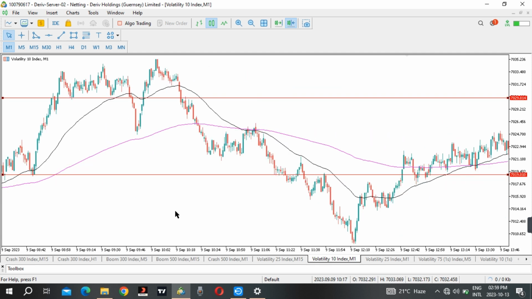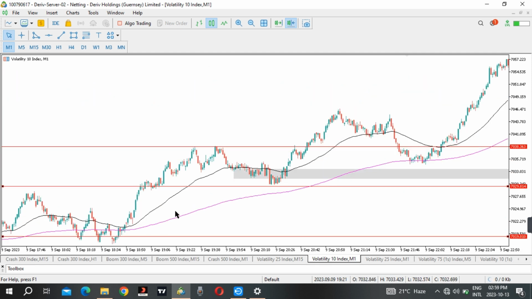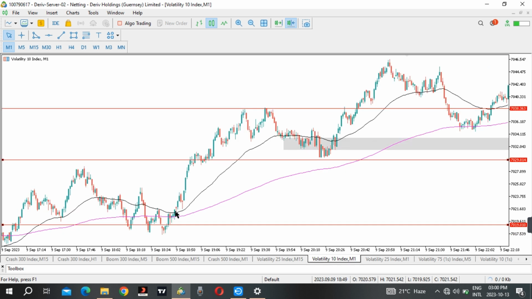So let's look for an uptrend. Let's see where the market was trending up, right?